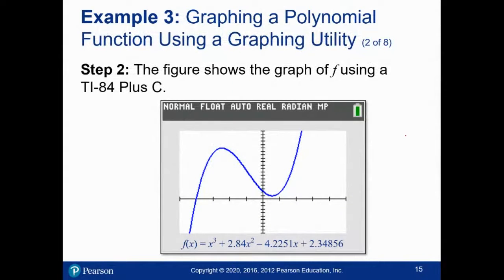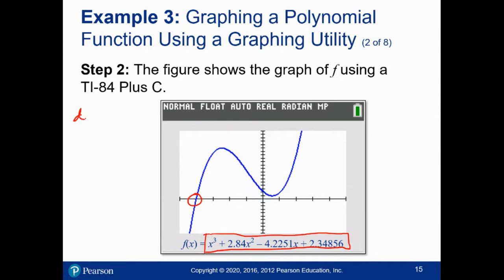So here is the graph using a calculator. Now, what's interesting here is that there's only one root. How would we possibly have found the root of this function? Honestly, you would use a calculator or a computer. Doing this by hand is pretty much impossible.